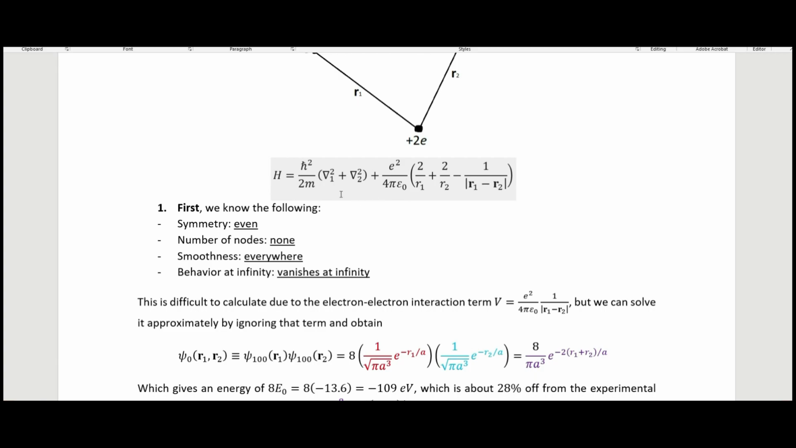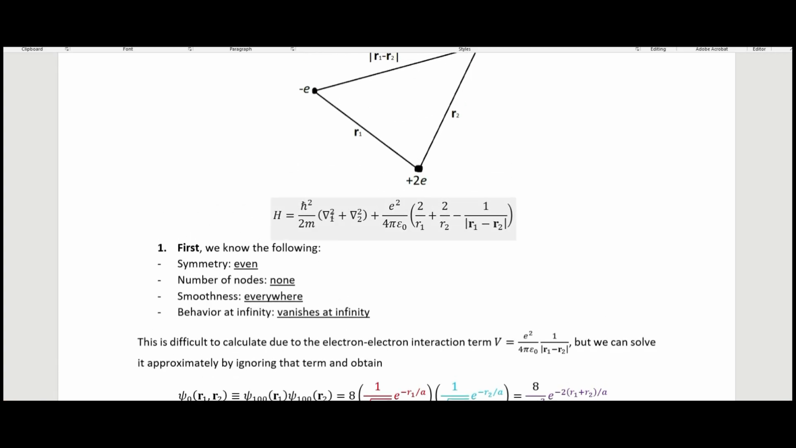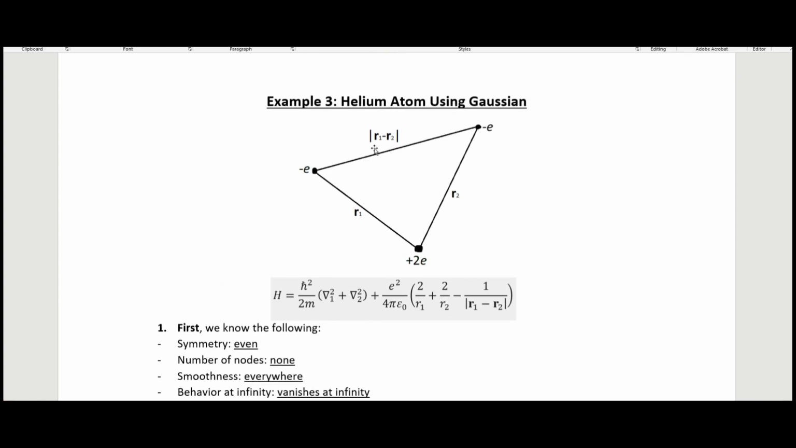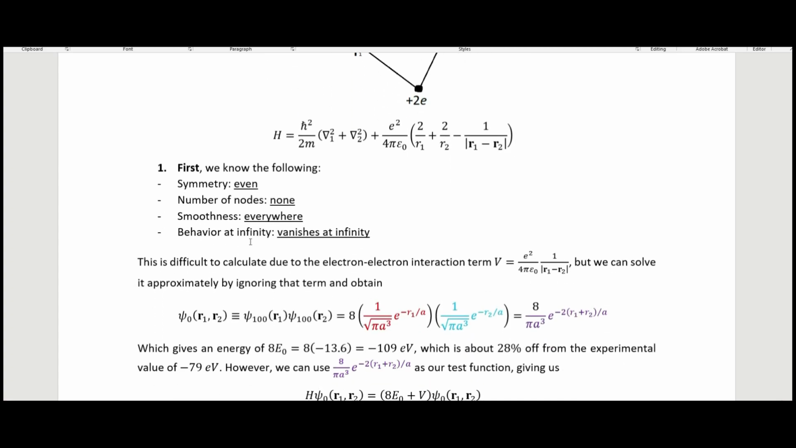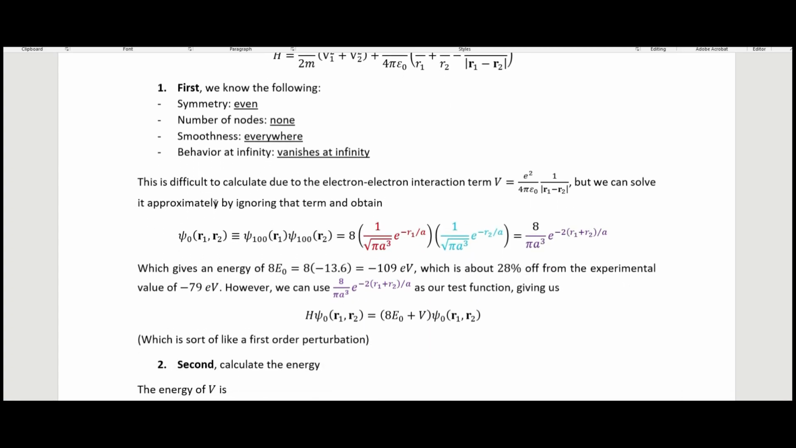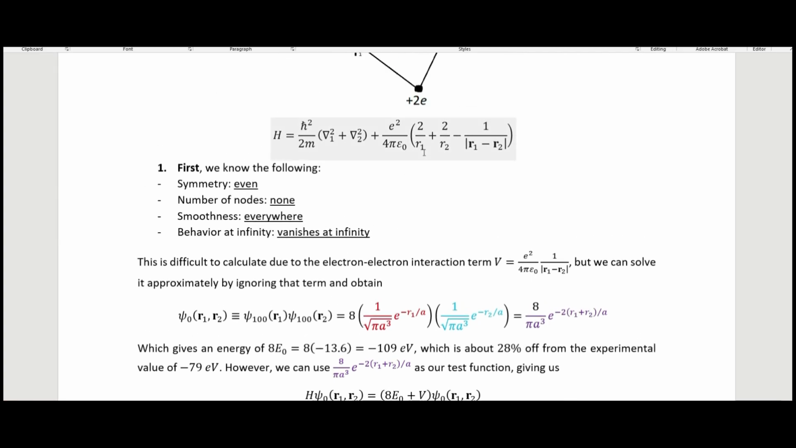And so we end up with this Hamiltonian right here. We have these two del operators, which are for the two different electrons. Then we have this potential, which reflects this three-way interaction. This is difficult to calculate because of these electron-electron interactions. It's this term up here that's really causing us a lot of trouble.